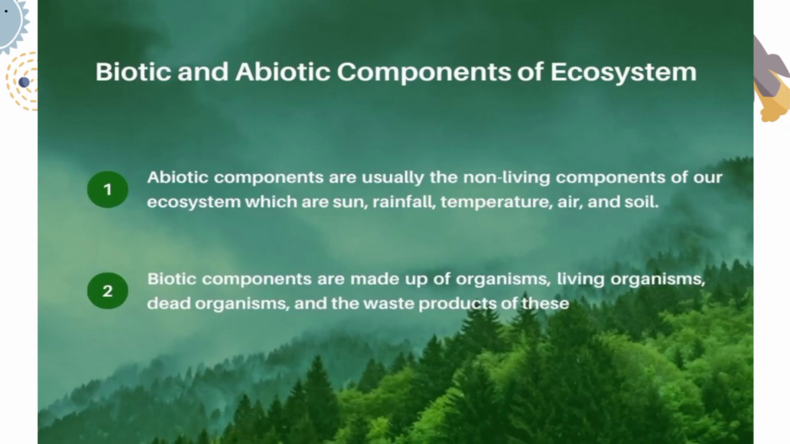Now, what are the definitions of biotic and abiotic components of ecosystem? Abiotic components are usually the non living components of our ecosystem, which are sun, rainfall, temperature, air, and soil. Biotic components are made up of organisms, living organisms, dead organisms, and the waste product of these.